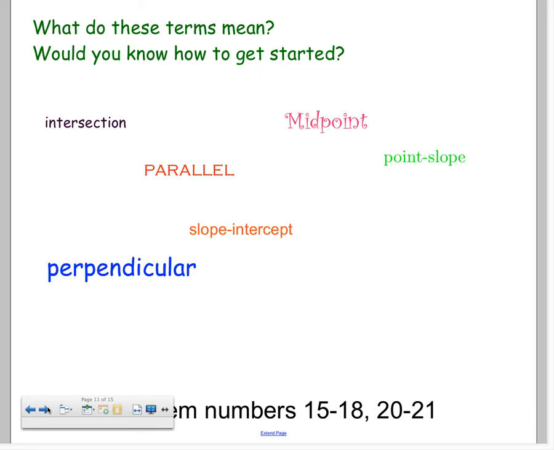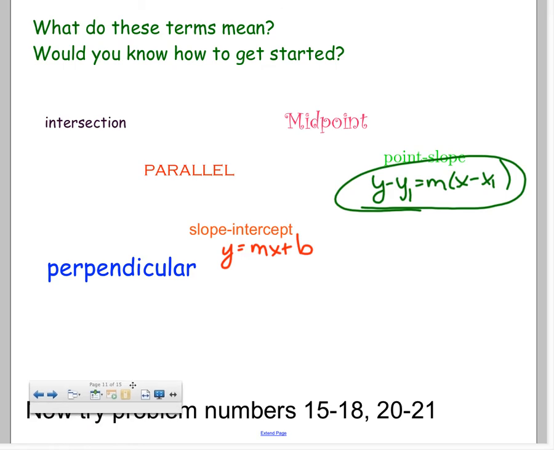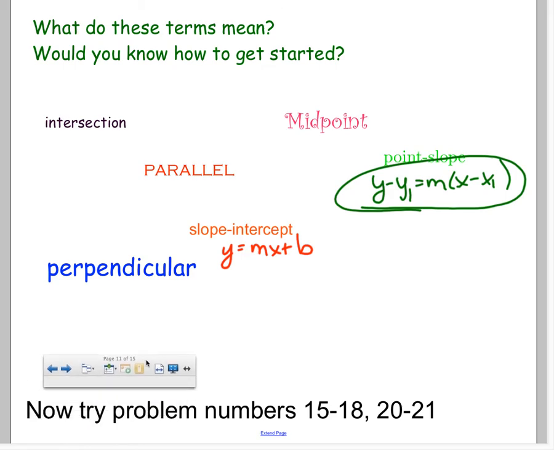Do you know the difference between slope-intercept and point slope? Do you know the equations of those lines? This is y equals mx plus b. And this one is y minus y1 equals m(x minus x1). Which one's your favorite? By the way, I'm telling you which one is your favorite, and it's this one. Okay, if it wasn't before, it is now. Point slope is your favorite. We're going to be using it all the time. And what does it mean that the two lines are perpendicular? It means that their slopes are opposite reciprocals.